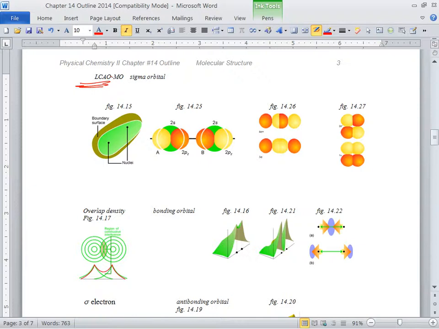So here's their idea of a sigma orbital. It fits the same definition, because is it symmetric about the internuclear axis? Pretty much that dark green thing is, right? So they call that a sigma orbital. Oh, it's right here, sigma orbital. Okay.